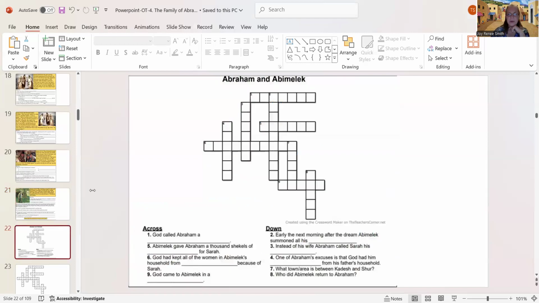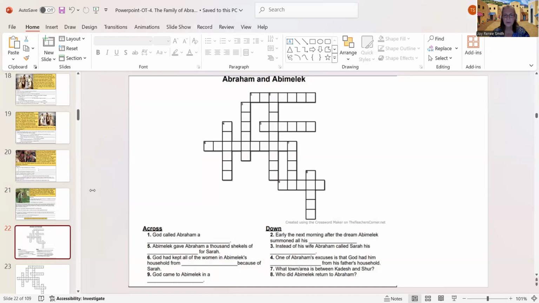So we come to the end of the chapter with the crossword. Okay, number 1, God called Abraham a prophet. Number 5, Abimelek gave Abraham 1,000 shekels of silver for Sarah. Number 6, God had kept all the women in Abimelek's household from conceiving because of Sarah. Number 9, God came to Abimelek in a dream. So 2 down. Early the next morning after the dream, Abimelek summoned all his officials.